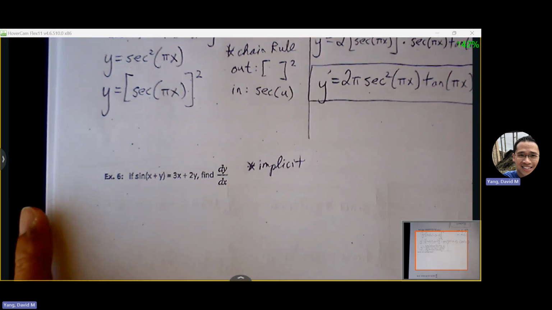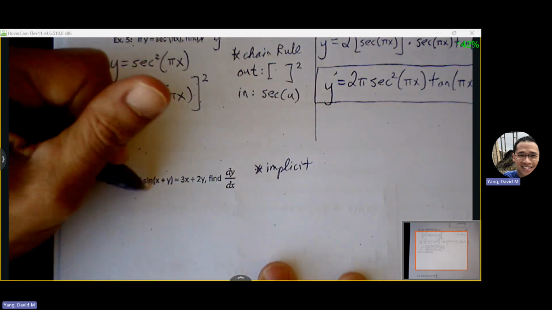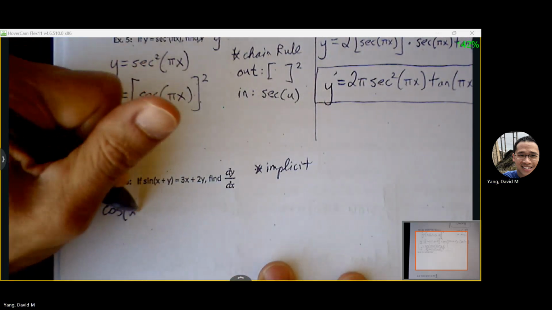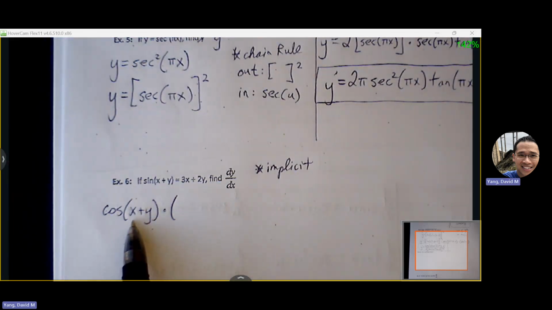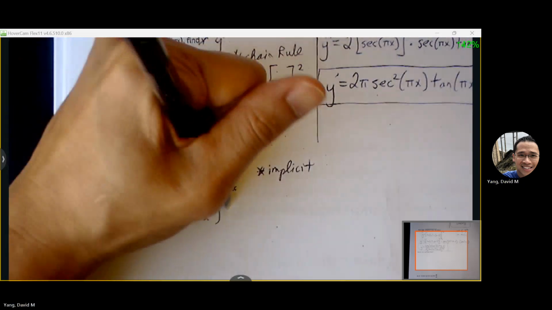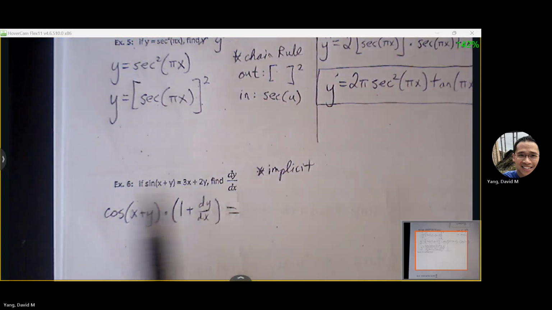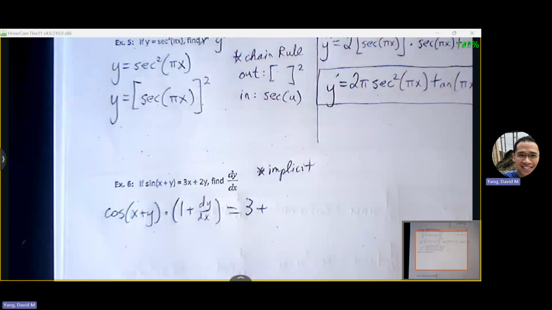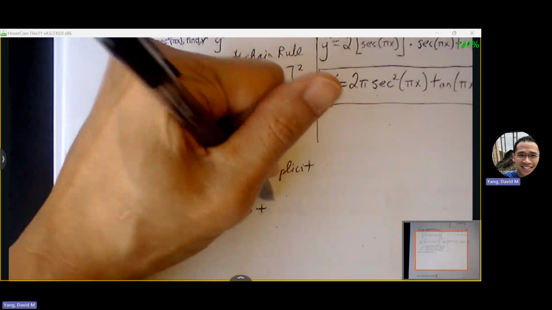So we'll go directly into our derivative rule. We know sine's derivative is cosine of u times u prime. So we'll just follow that rule. Cosine of u times u prime. What's x plus y's derivative? X becomes 1, y becomes dy dx. Okay, 3x becomes 3. 2y becomes 2 dy dx.